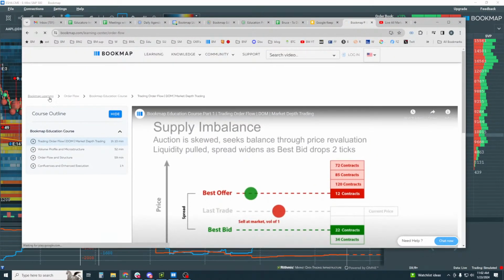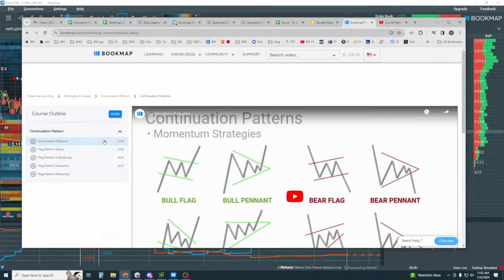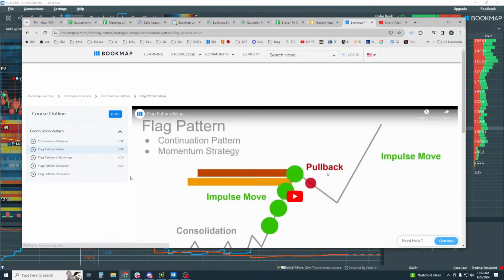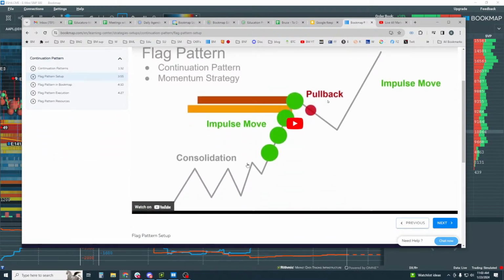at the Learning Center was the first strategy, a momentum or continuation pattern, looking at a flag. So a move away from a consolidation zone on an impulse move, a low volume pullback that retraces less than 50% because the buyers have moved it away and they are in control. And then we're looking for the next impulse move up.